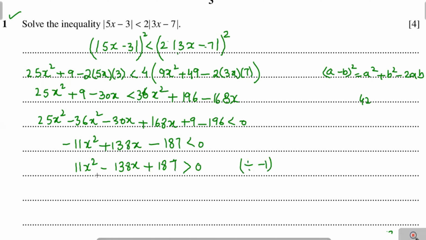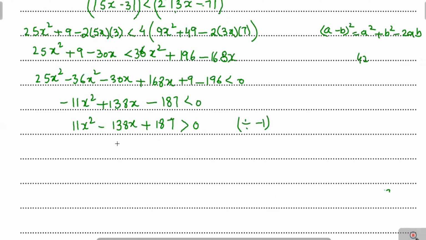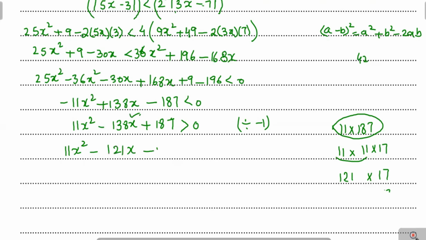Now you see here, this is the quadratic expression. You can solve it by mid-term breaking or by using the quadratic formula. Now when we multiply 11 by 187, we can write it as 11 times 17 is 187, and 11 is written as it is. Now 11 times 11 is 121, and 121 times 17. If we take the factors 121 and 17, when we add these two values, the answer becomes 138. Therefore, we write it as 11x squared minus 121x minus 17x. When we add these numbers, we get 138. And plus 187 is written as it is, greater than 0.